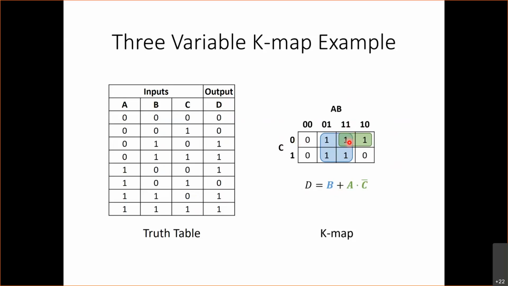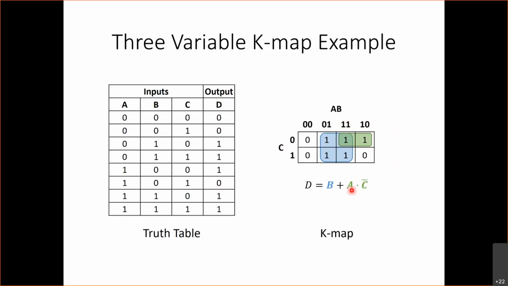The green rectangle only covers the ones where C is 0, and also A matters, right? So it only covers the cases where A is 1. So here, these 2 columns correspond to when A is 0, and these 2 columns correspond to when A is 1. So the green rectangle covers the case where A is 1. But over here, B doesn't matter. So here, B can be 1 or 0 for this green rectangle.